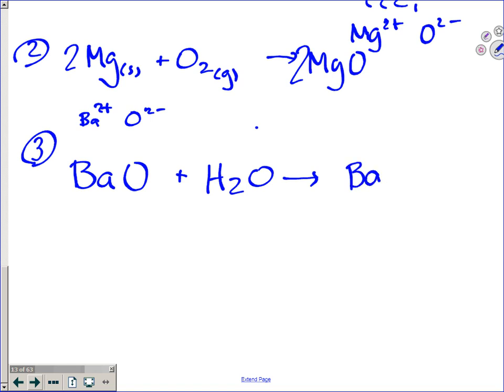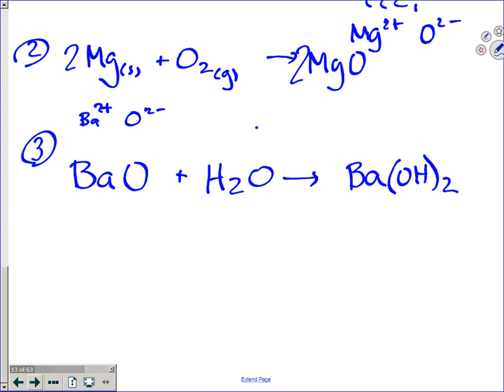Which is Ba(OH)2. How do I write the OH2? Parentheses around the OH plus 2. Good. So if you don't put the parentheses, you're not going to be able to balance it, period. So then as we balance this, how many bariums do I have?